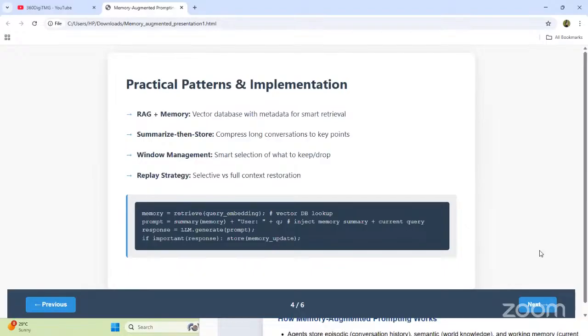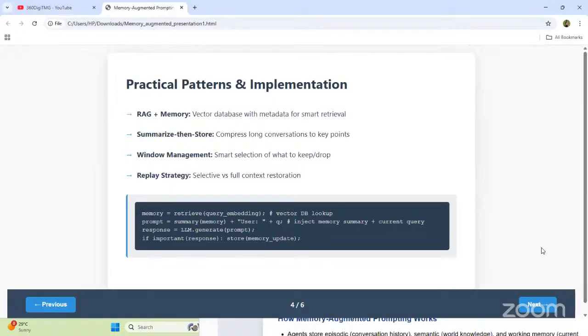Here is a pseudocode snippet, if you can see. It shows how we embed queries, fetch related memory, merge it with the current user input, generate a response, and update memory only if the result is important. So what is this pattern making the LLM do? It's making the LLMs more efficient, responsive, and context aware.